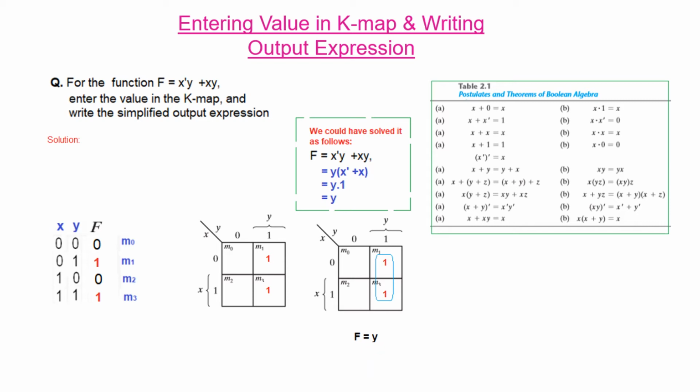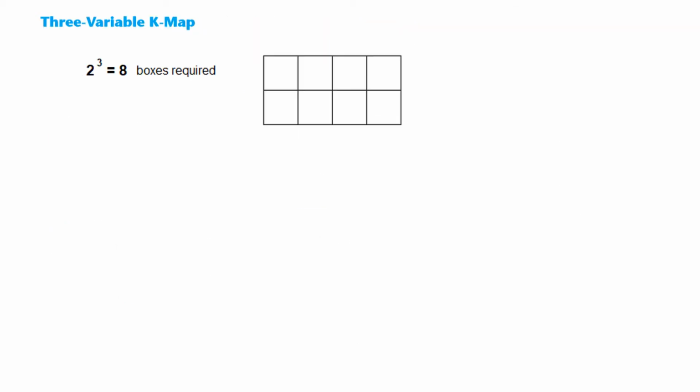Now you can see this was the function which by K map method we have found its value to be y, which is actually what we had got by solving with De Morgan's theorem. Let's see a couple of more examples.